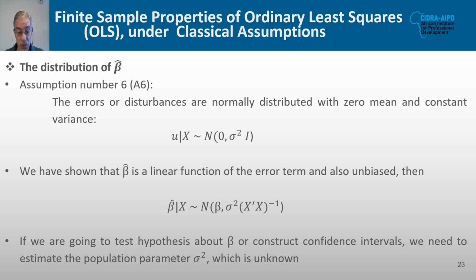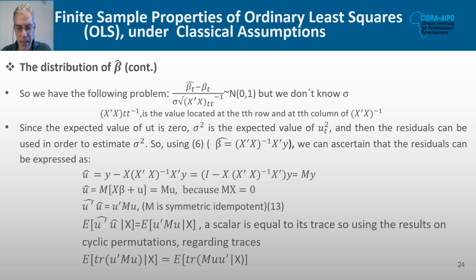So if we are going to test hypotheses about beta or construct confidence intervals, we need to estimate the population parameter sigma squared, which is unknown. Well, so we have the following problem. Just take one element of the OLS estimator, beta hat sub t minus beta sub t, divided by sigma times the square root of the element located at row t and column t of the X transpose X inverse matrix. That expression is going to be distributed as a normal with mean 0 and variance equal to 1.